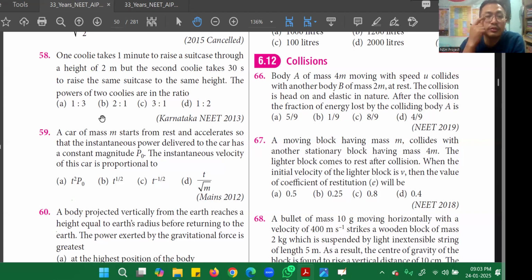One coolie takes 1 minute to raise a suitcase to a height of 2 meter, but the second coolie takes 30 seconds to raise the same suitcase to the same height. Power is work by t. One minute is 60 seconds, the other is 30 seconds, so the denominator gives 30 by 60, 1:2.